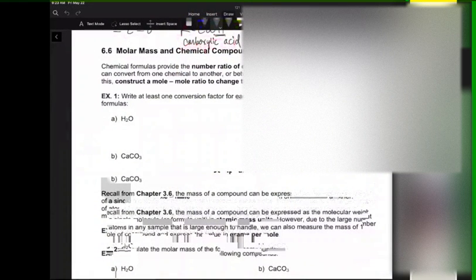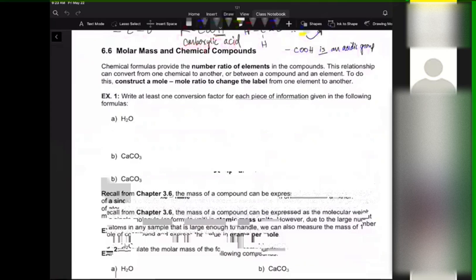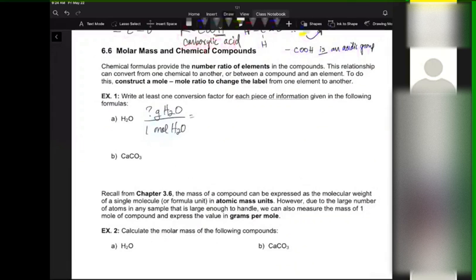Now we're going to turn to a more mathematical side. The only difference here between this section and chapter 3 is that now we have a compound. So we have to add up the molar masses of the parts of that compound, all the elements in that compound. Let's take a look at water. How are we going to find the molar mass for water? We're looking for how many grams of water in 1 mole of water. We're going to use a periodic table.